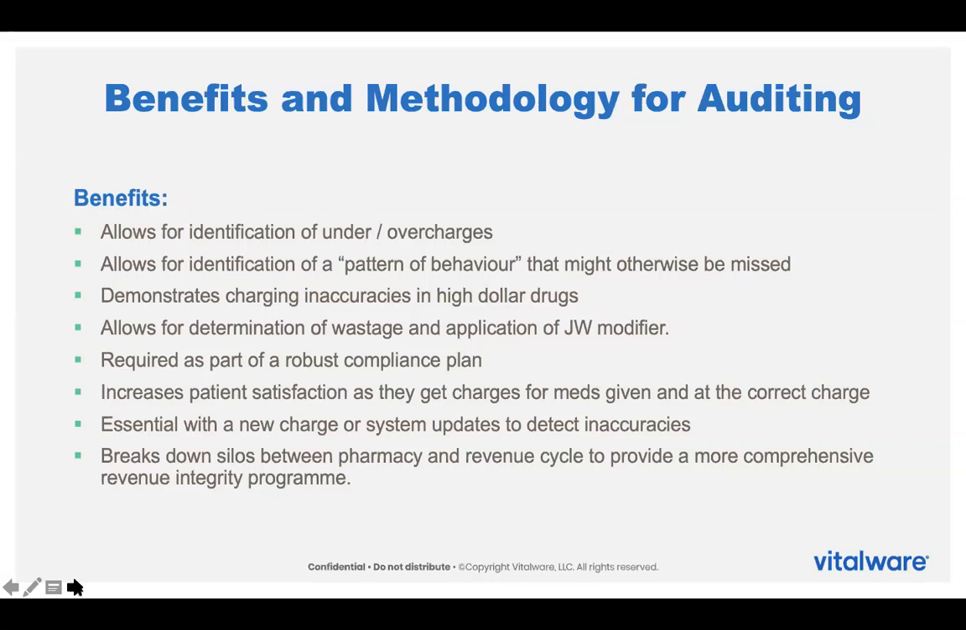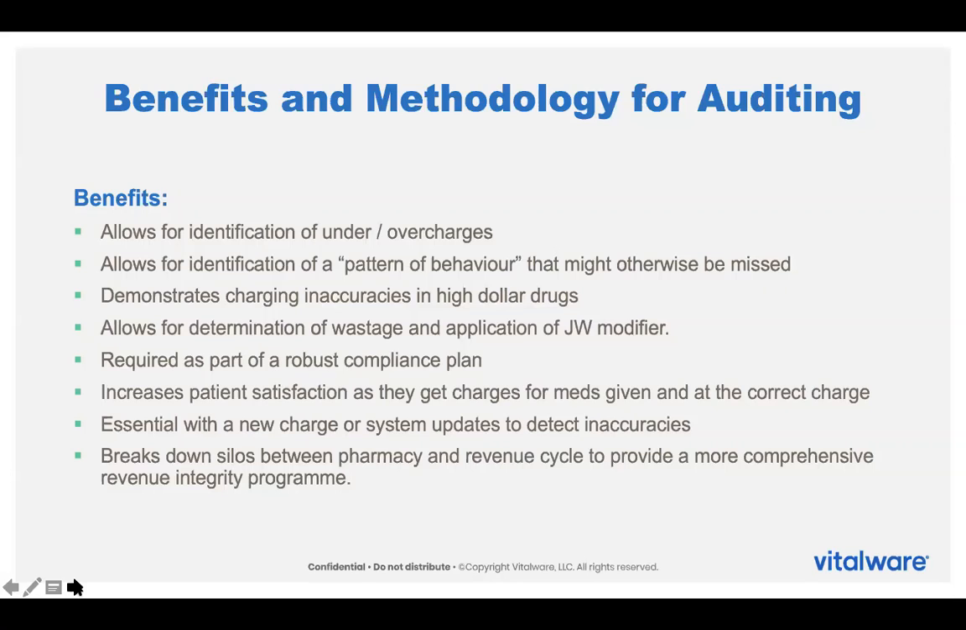It is required as part of a compliance plan. Ongoing monitoring and auditing is required. It increases your patient satisfaction because they will be the first to call patient financial services and say, I was never on that medication. Why is it on my bill?